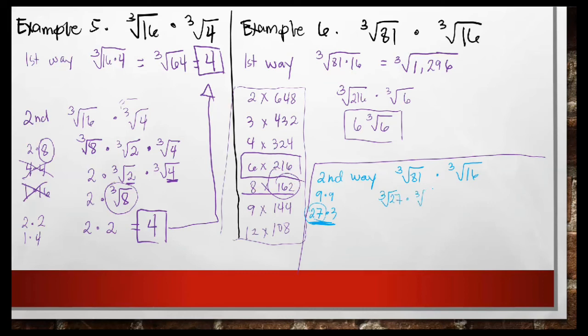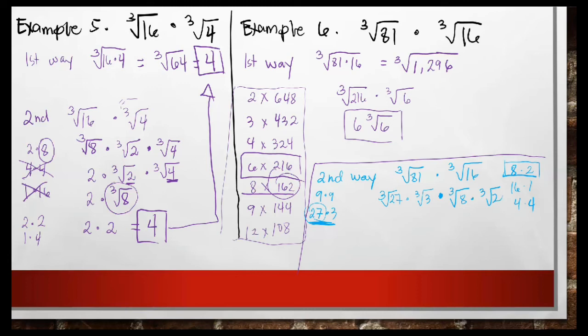And next, we need to get the factors of our second radical. Our 16 has the factors 8 times 2, 16 times 1, and 4 times 4. Since the perfect cube here is 8, that is the factor we will take. So we have multiplication, times the cube root of 8 times cube root of 2. Now we have factored the two radical expressions.